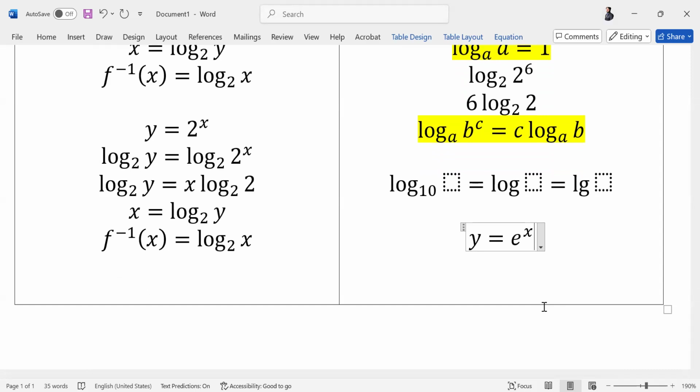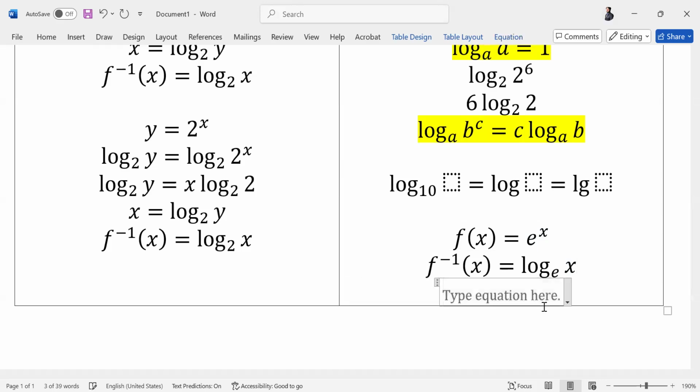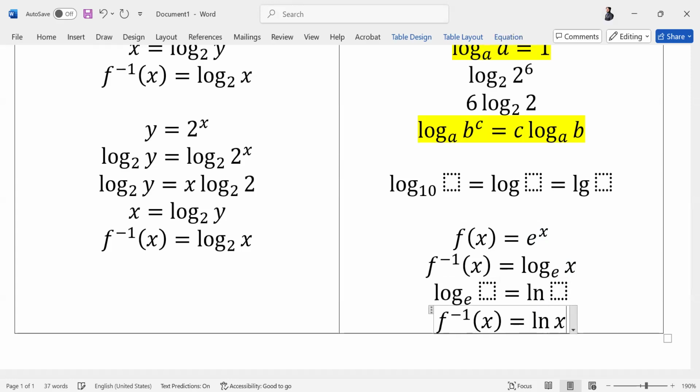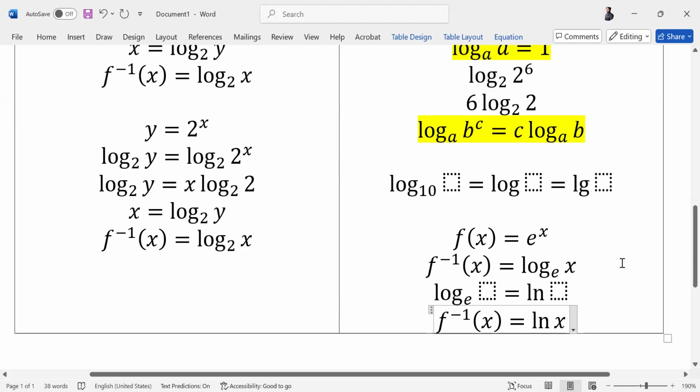So if this is my function, what is your inverse? Log base e of x. Is that right? Again, this is also a very often used base, e. So if I have log base e, I can also write it as ln, which is called the natural log. So I will not write the base as log e of x, I will write it as ln x. So log base 10 is lg or just log. Log base e is ln.